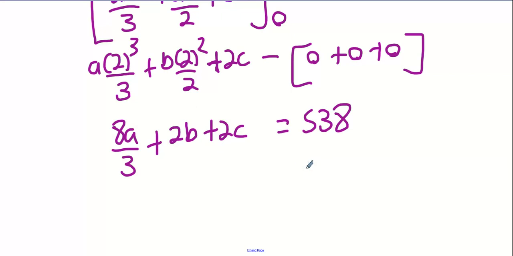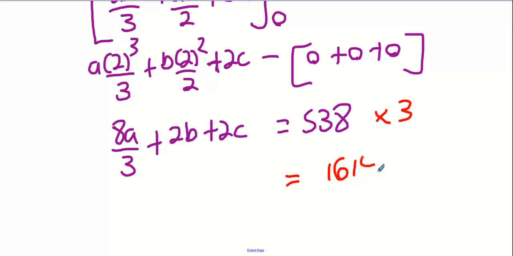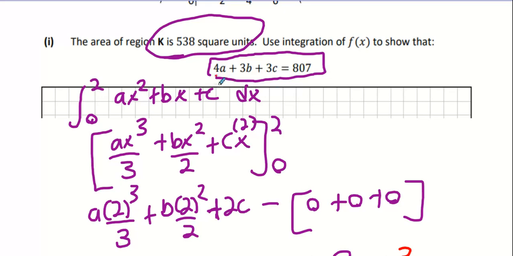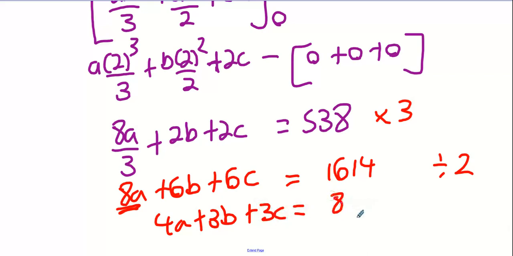Now, I'm going to multiply both sides by 3 to get rid of the common denominator. And 538 times 3 is 1614. This is going to be 8a, that's going to be 6b, and that's going to be 6c. Now I'm looking up at this number here and I see 807 and I see 4a. They want 4a, I have 8a. So I'm going to divide both sides by 2 and I'll get 4a plus 3b plus 3c equals 807. Okay, and that's that done.